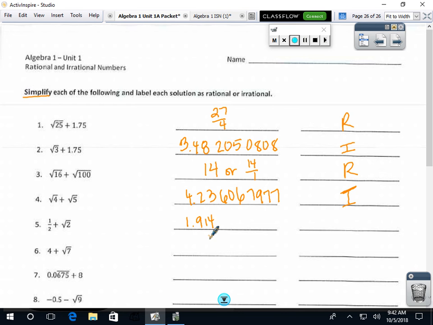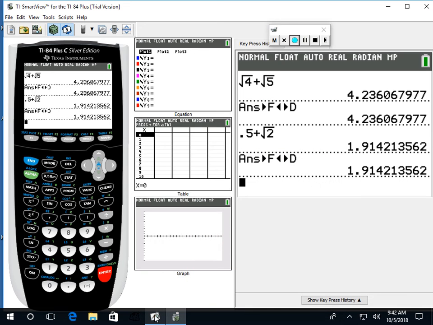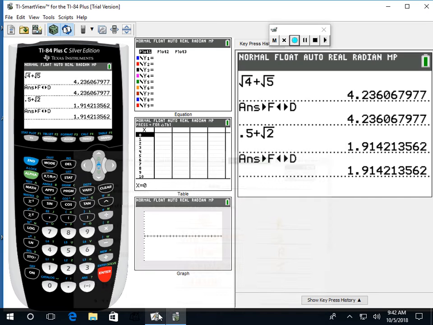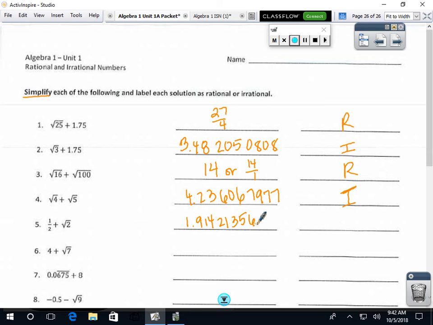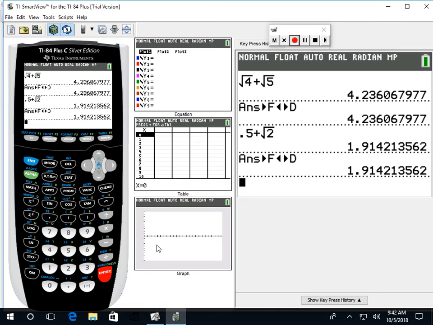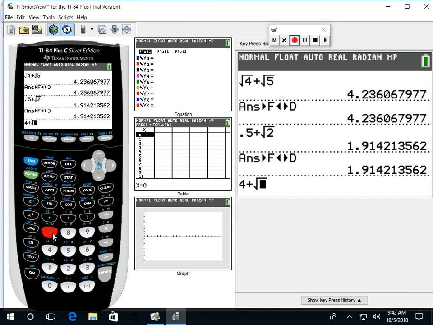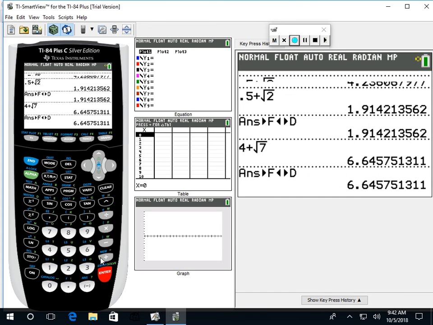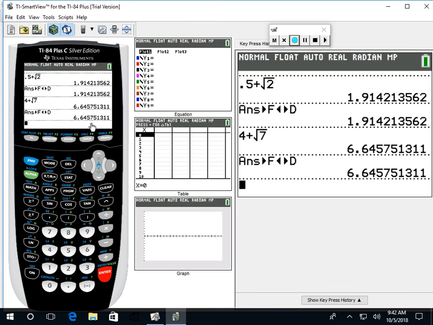1.914, 2135, 62. And so that would be considered irrational because it did not terminate, it did not repeat, it did not become a fraction. All right, 4 plus the square root of 7. You get that? If you try to turn that into a fraction, it just spits right back out the decimal, which means it's irrational.